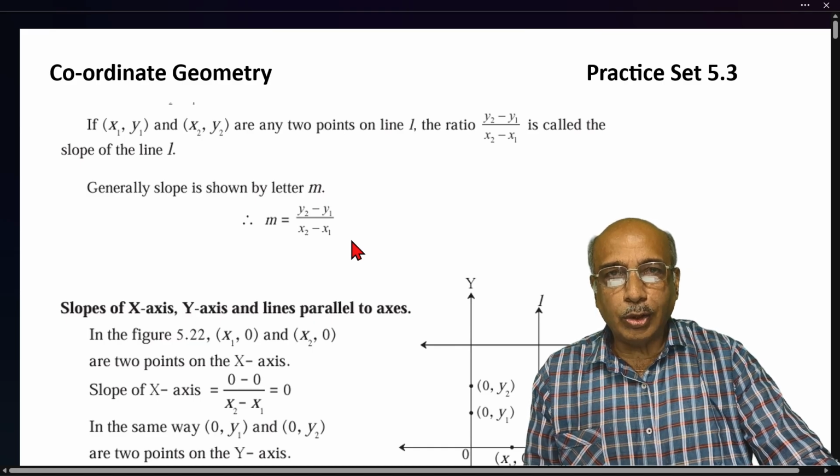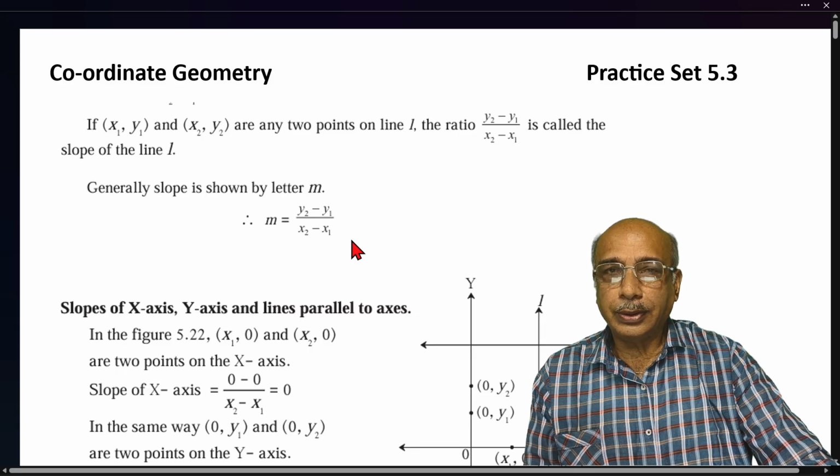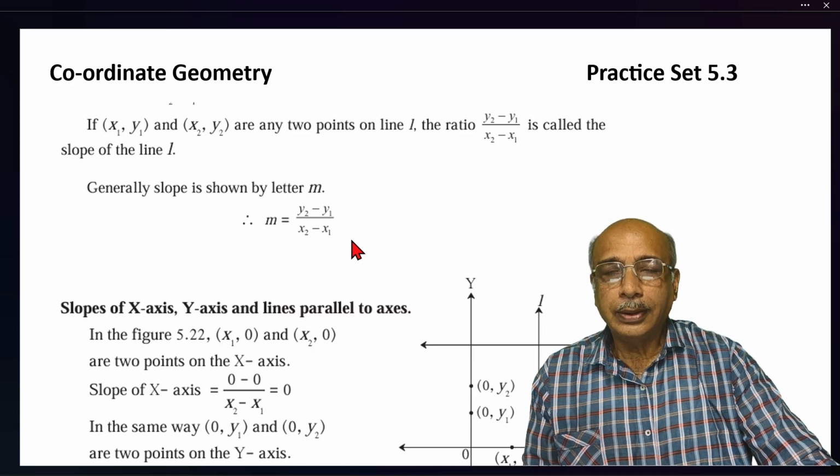So, for the slope of any line, if the coordinates of 2 points are given, then we will find out the slope of that segment by taking y2 minus y1 upon x2 minus x1.